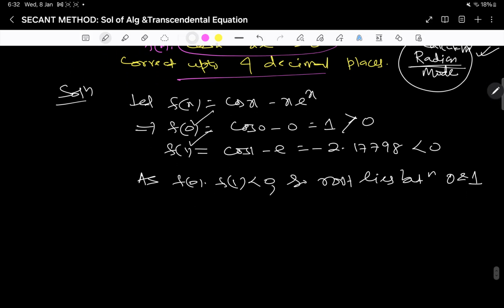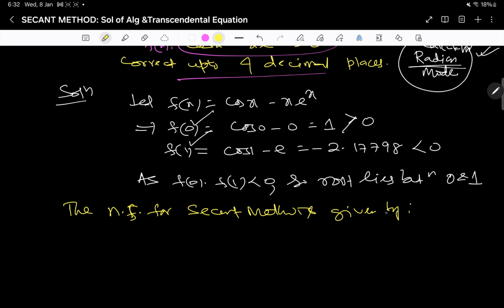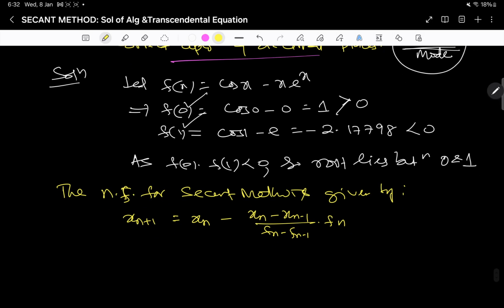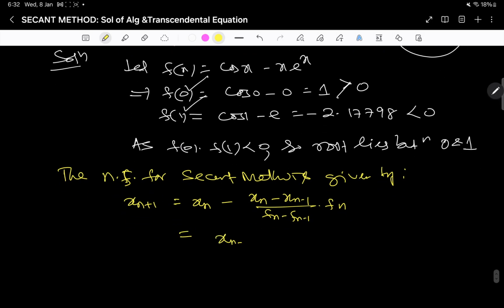So now we have the necessary formula, right? The necessary formula for the secant method is given by x(n+1) is equal to xn minus (xn minus x(n-1)) by (fn minus f(n-1)) into fn. Or if you simplify it, it is x(n-1) into fn minus xn f(n-1) divided by fn minus f(n-1), n greater than or equal to 1.